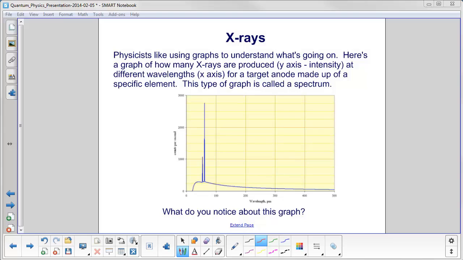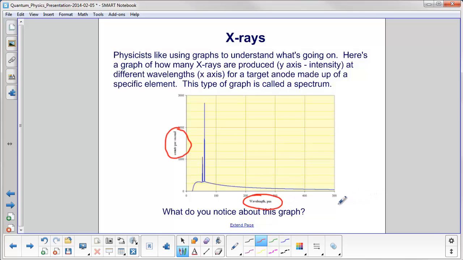Graphs are fantastic to help you understand what's going on in an experiment or a certain phenomenon. Here's a graph of how many X-rays are produced, and we're going to put that on the y-axis. That's the intensity of the X-rays. You can't really see this, but this tells you counts per second at different wavelengths. And here's the wavelength on the x-axis.